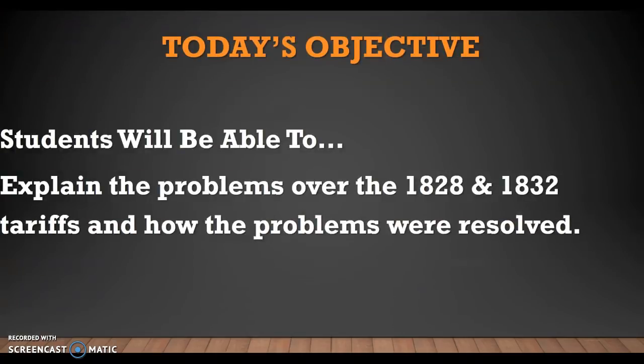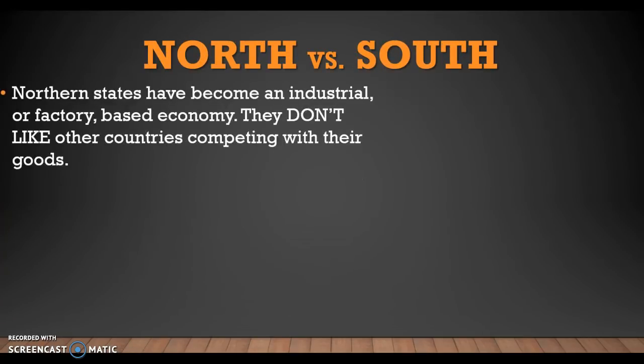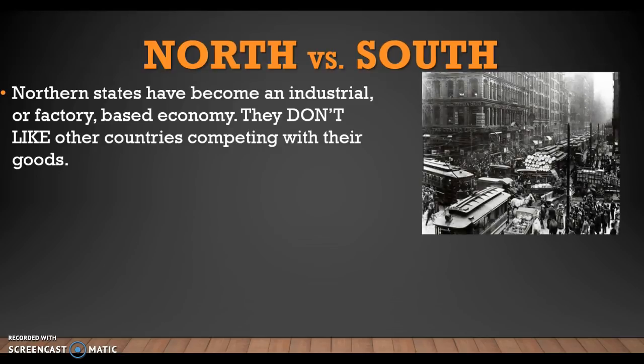Here is your objective. Students will be able to explain the problems of the 1828 and 1832 tariffs and how the problems were resolved. So we're going to start off with the North versus South situation here. Northern states have become an industrial or factory-based economy. They don't like other countries competing with their goods. So that's what it's going to look like.